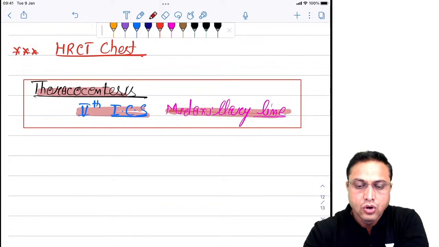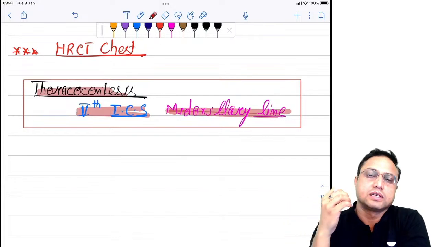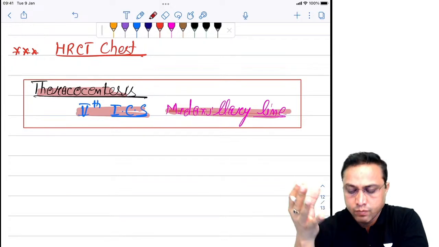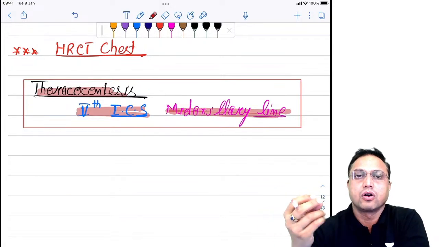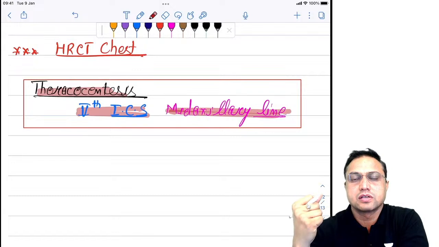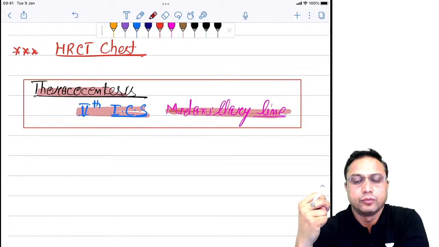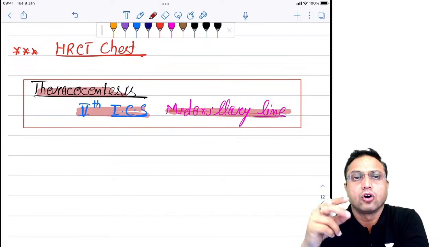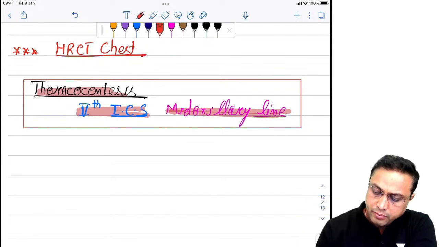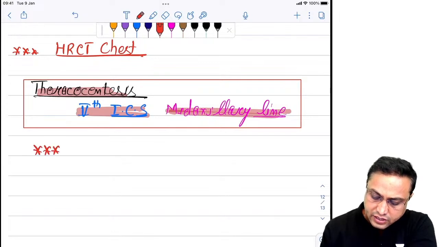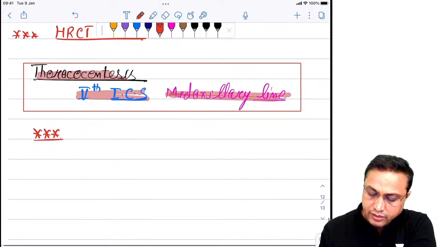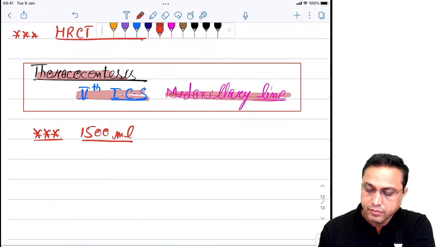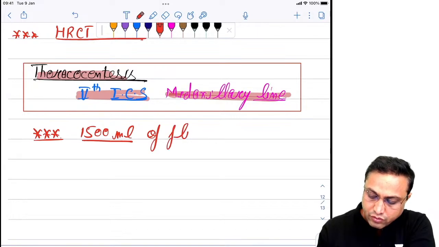Do remember this thing. Now suppose you as an intern, or as a house physician, or as a PG student, have done the thoracocentesis and you have drained. How much fluid do you need to drain? Suppose this patient has approximately 2 liters of fluid. How much fluid do you need to drain in one sitting? Do remember this thing. I am writing in this red color. You need to drain only up to 1500 ml of fluid.